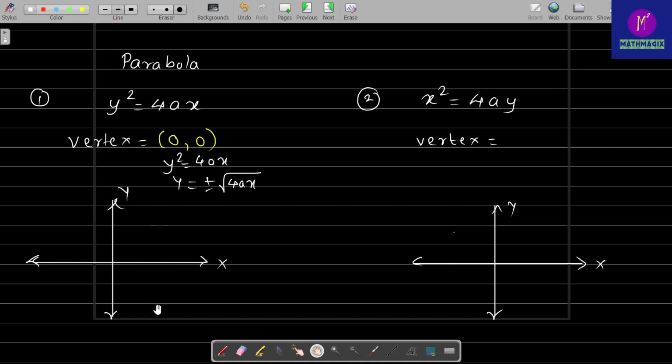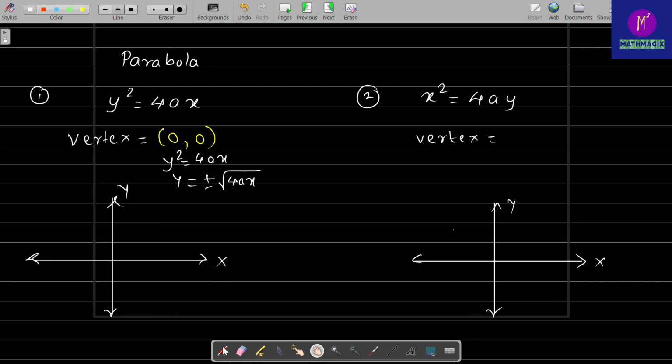One positive, one negative. If I put x equal to a, we get y equals plus minus square root of 4a square, that is nothing but 2a. So the points we have here are (a, 2a) and (a, -2a), which is downside. So clearly this parabola is symmetric along the x-axis. We know the vertex is (0, 0), so the parabola will be like this. This is (0, 0), which is the vertex.